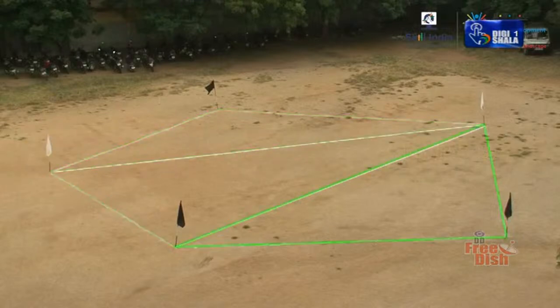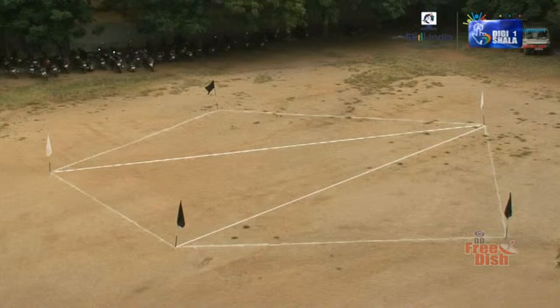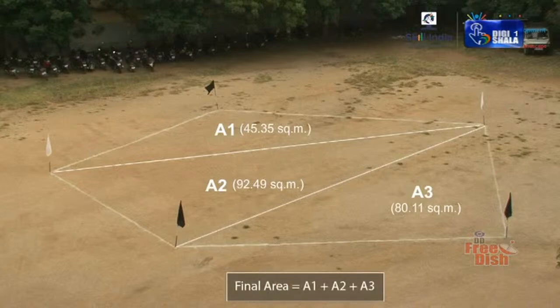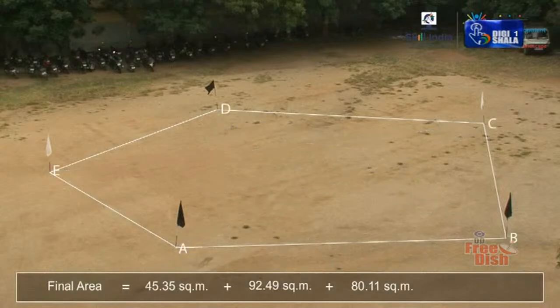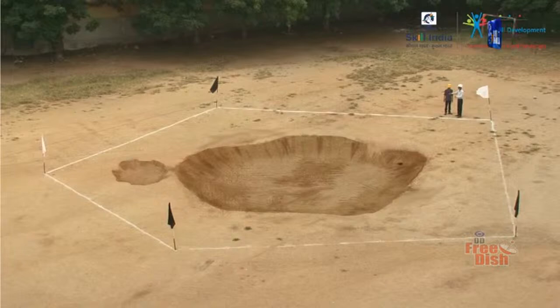Once you have the area of each triangle, you have to sum up the areas of all triangles. Here we have the areas of three triangles, A1, A2, and A3. When we sum up the areas of these three triangles, we get the area of the given field, that is, ABCDE, as equal to 217.95 square meters.